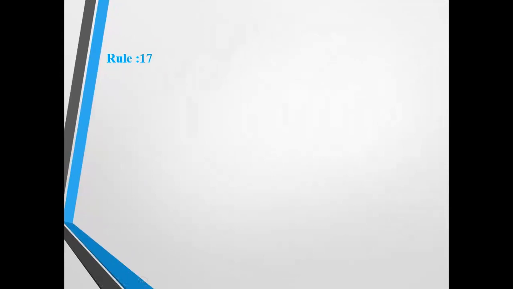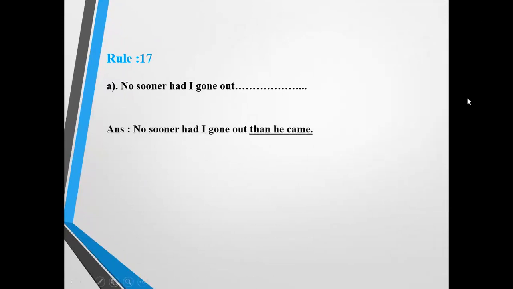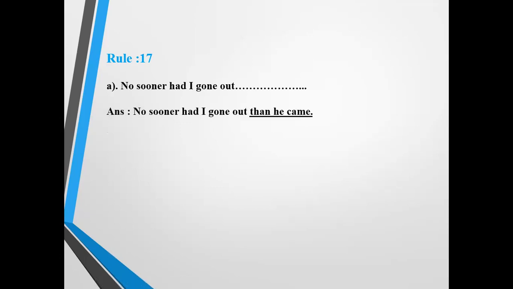Rule 17. If there are no sooner had, hardly had, or scarcely had in an incomplete sentence, then than is used after no sooner had, and when is used after hardly had or scarcely had. After had, the past participle verb is used, and after than or when, the past tense of the verb is used. So the answer will be, no sooner had I gone out than he came.